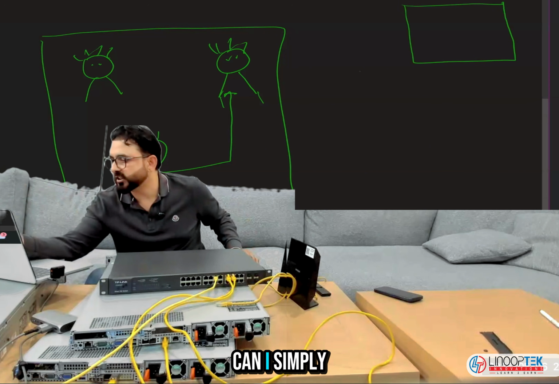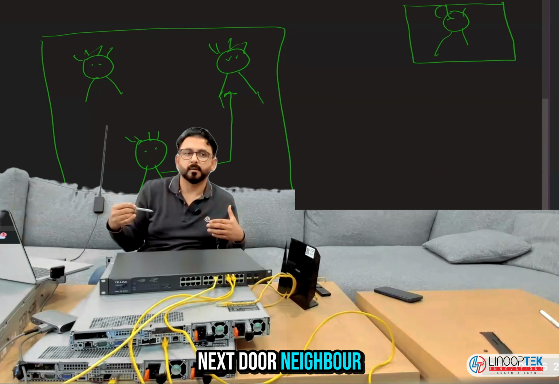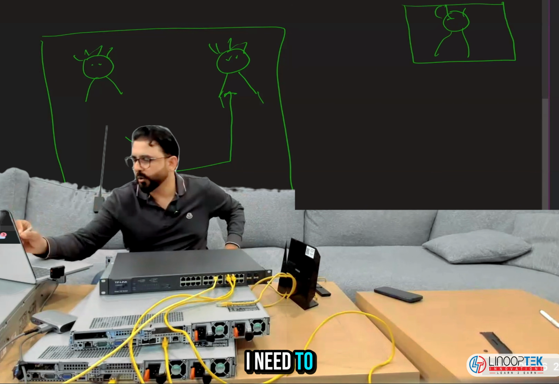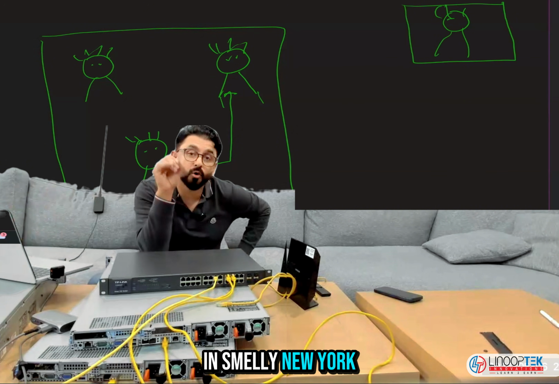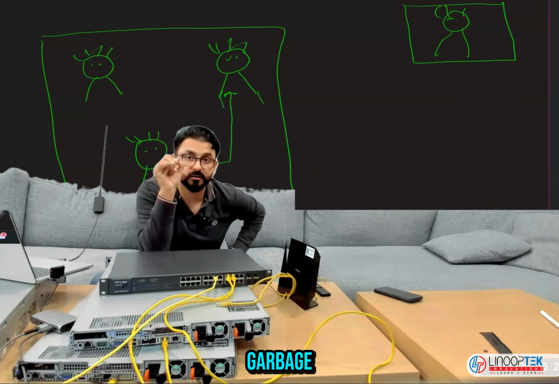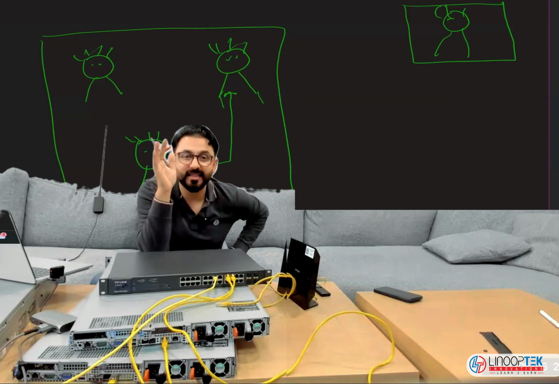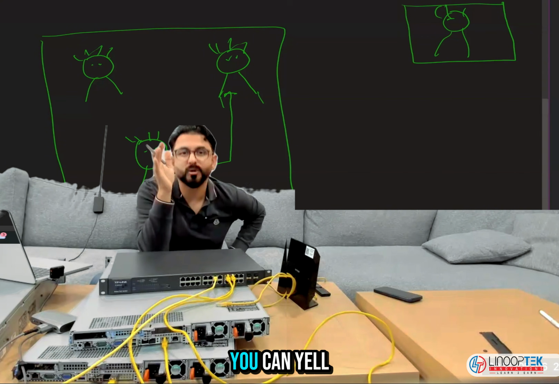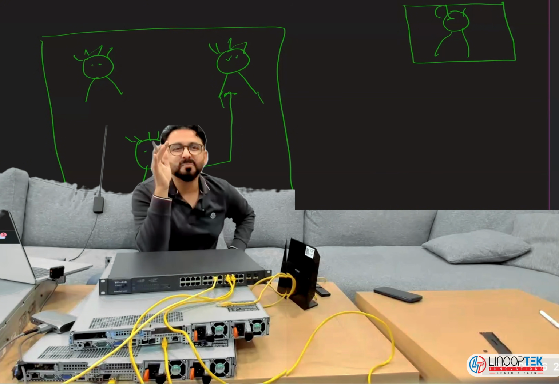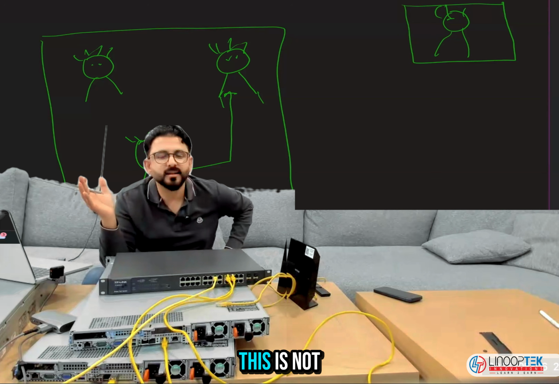Can I simply yell at John and he'll be able to hear me if he's my very next door neighbor? But I highly doubt it. So what do I need to do? If you're living in smelly New York and smelly Brooklyn, where you smell the garbage trash every night from your apartment, then yes, it is possible. You can yell at your neighbor John and he will yell back at you. But if you live in a beautiful state like New Jersey, this is not possible.